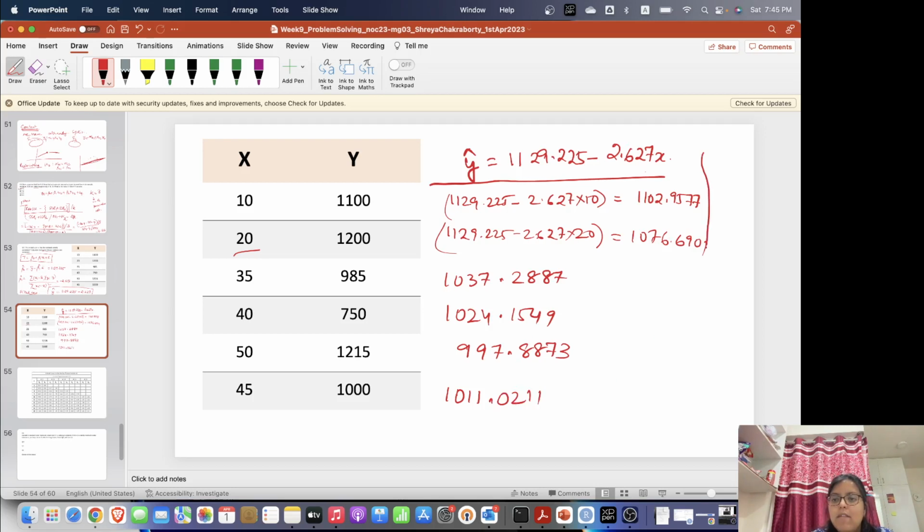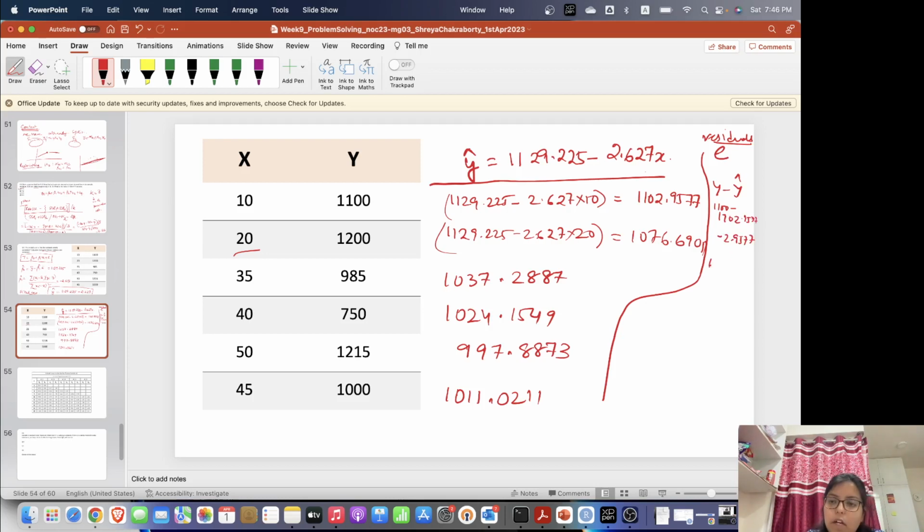So once we have the y predicted values, we would take the residuals, or the e values. So how will we calculate e? We will get y minus y hat. So then this will be 1100 minus 1102.9577. So we would have minus 2.9577.